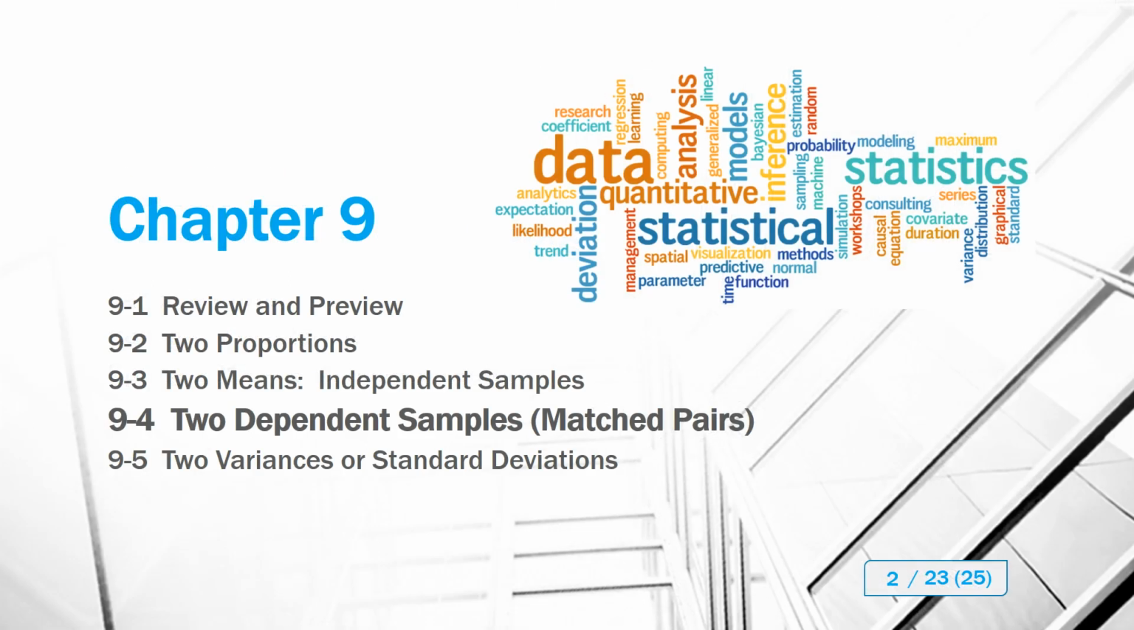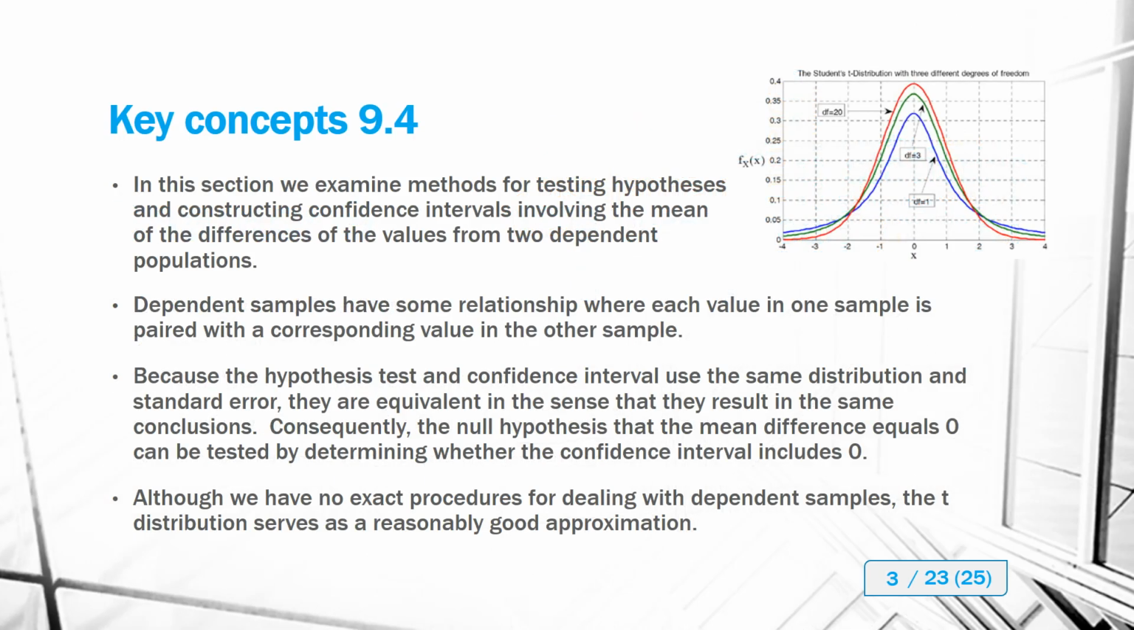As you can see, in this lecture we're going to finish up chapter 9, starting with looking at matched pairs. So we're going to test the mean between two dependent samples. When you're dealing with two dependent samples, there are methodologies for testing hypotheses and constructing confidence intervals. Remember what we discussed in the previous lecture about independent versus dependent samples. Sample data is dependent if there is some relationship between the two samples.